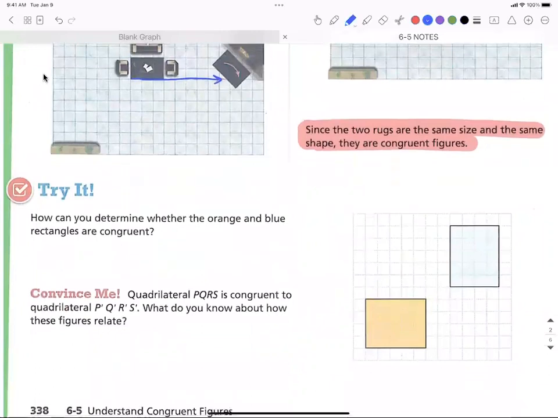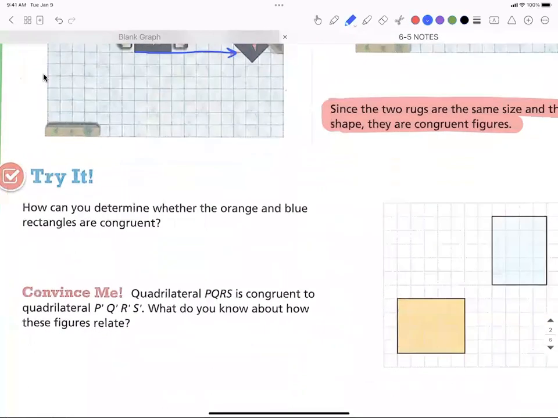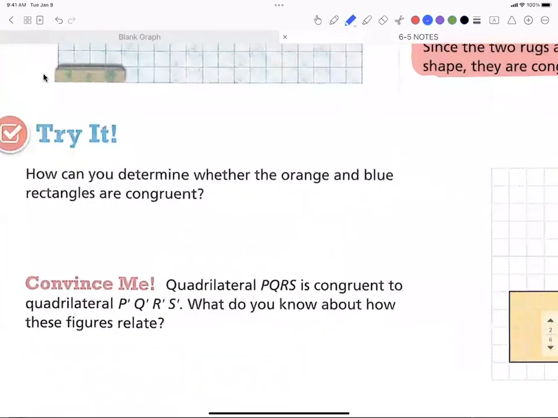I do want to, however, you all are going to answer under try it, and everybody's going to have the right answer because we're going to do it together. How can you determine whether the orange and the blue rectangles are congruent? We've already said it. Now, I'm not asking you to actually answer how many and what all you would do, but just in very general terms, how can you tell if 2 shapes are congruent? And how do we test that? Using a what? You're right.